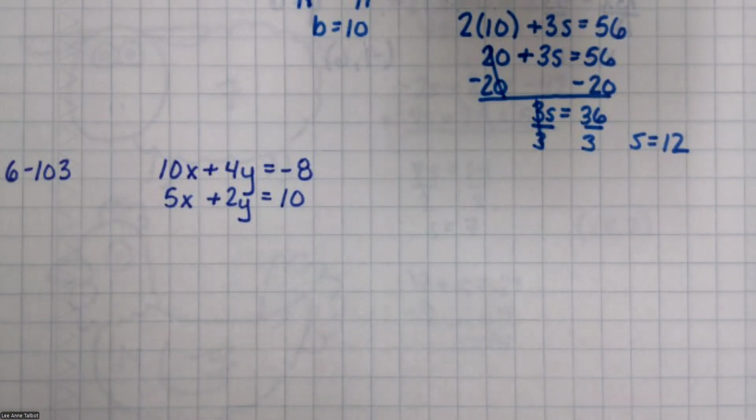Yeah, that's what I meant. I thought you were talking about equal values. Oh, I'm sorry. That's my fault. Okay. 103.